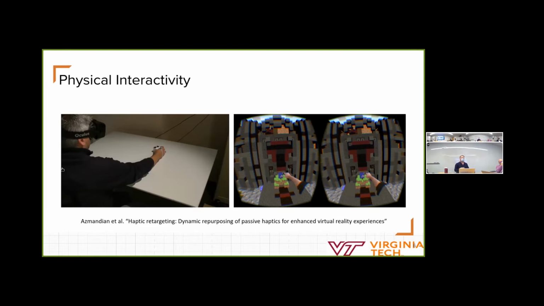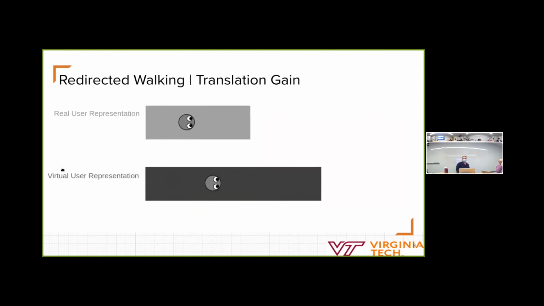For redirected walking, we implement what we call gains, and there are 3 of them. The first one is translation gain. As the user walks in the real environment, we're going to scale their virtual walking, their virtual translation, either up or down.